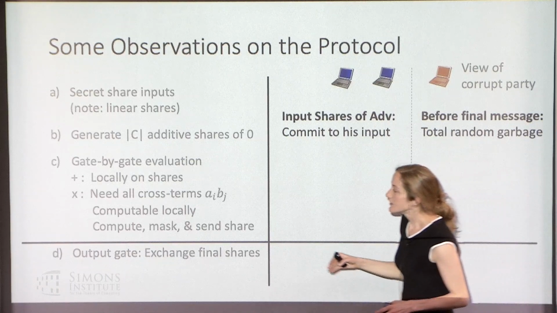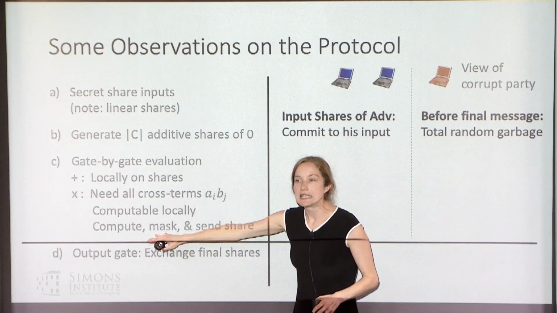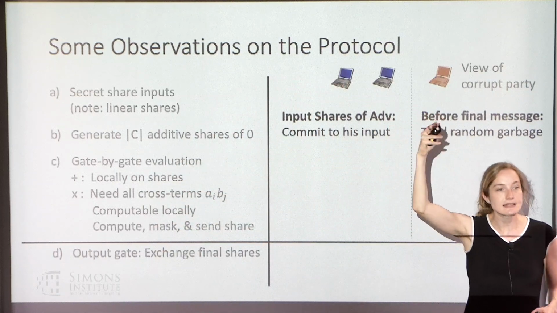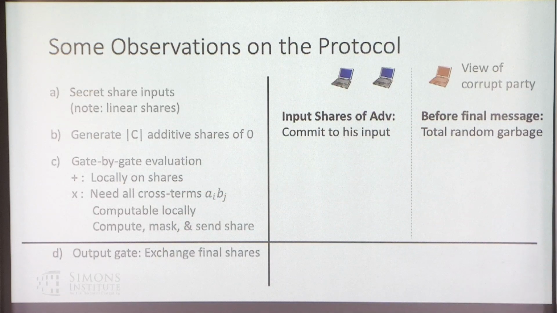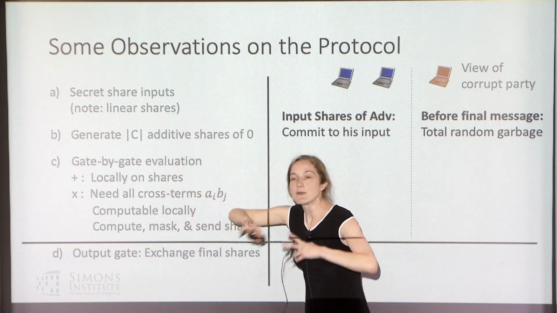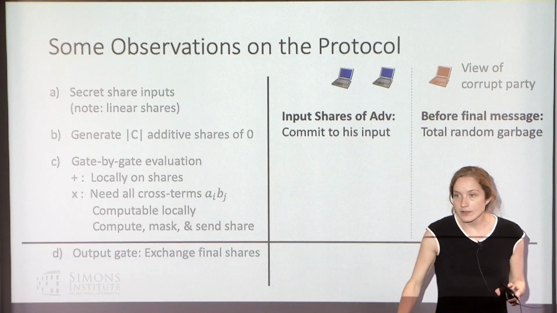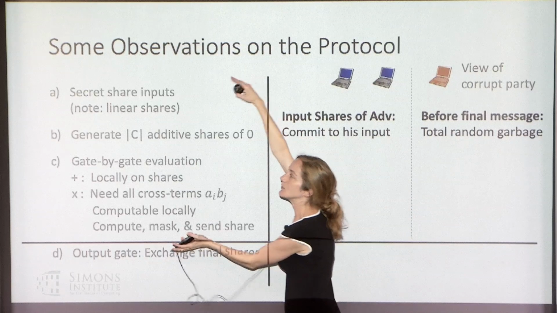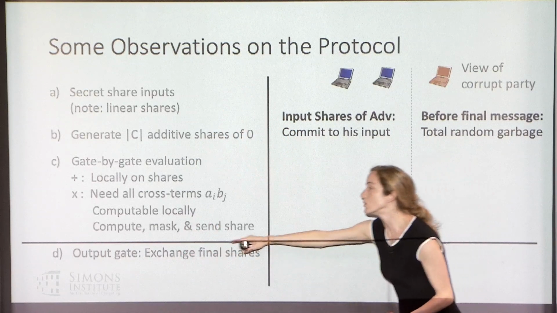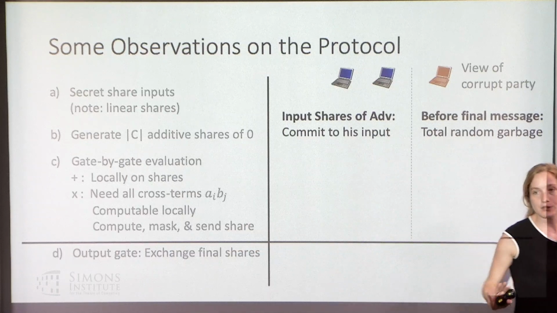Another observation: above this line, everything that the adversary, this corrupt party, sees is total random garbage. You'd have to think about it some, but this is even if people are acting maliciously and so forth. This is some sort of secure evaluation of some sort of empty function. So if you don't send these last messages, the adversary has learned nothing.